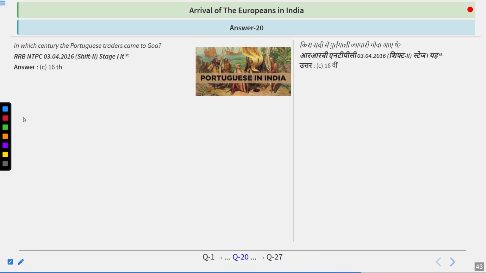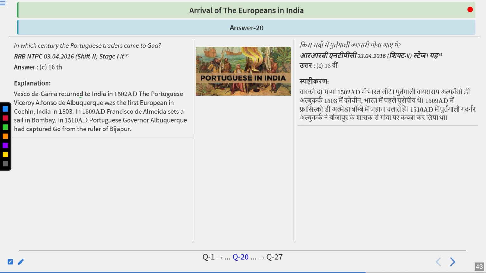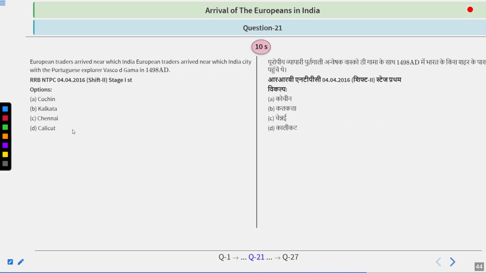The answer is 16th. Vasco da Gama returned to India in 1502. The Portuguese viceroy Alfonso de Albuquerque was the first European in Cochin in 1503. In 1509, Francisco de Almeida set sail in Bombay. In 1510, Portuguese governor Albuquerque captured Goa from the ruler of Bijapur. So the answer is 16th century. The Portuguese traders came to Goa.